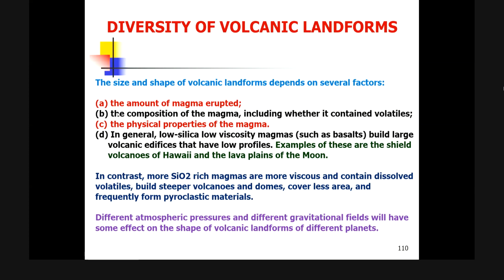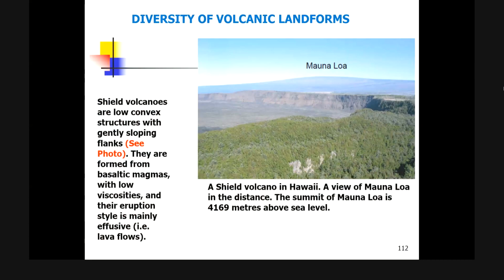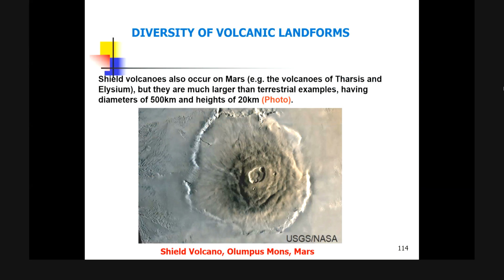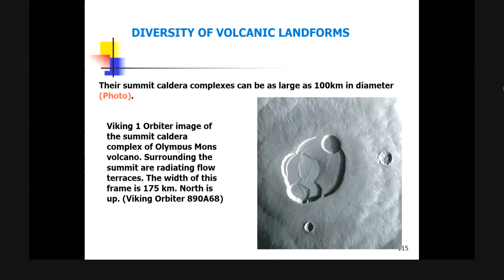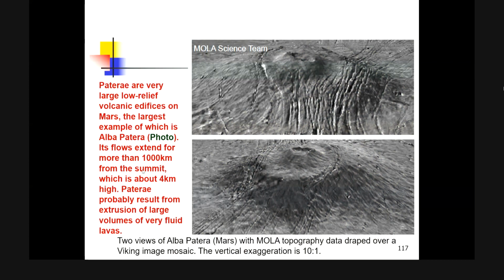And we had also discussed how the size and shape of different volcanic landforms depends on several factors: how much material is erupted, composition, physicochemical properties of the magma, viscosity, right? Several of these factors. Then we dealt with flood lavas, right? A typical example is the Deccan Plains in India. Shield volcanoes, right, in the Hawaiian Islands. Then there were some other examples of shield volcanoes, right? Then I'd also shown you this picture of the shield volcano Olympus Mons on Mars, right? Huge expanse. We had some discussion about it as well, right? And the example of Maat Mons on Venus, which is a radar image of a shield volcano on Venus that I had shown you yesterday, right? And this paterae structure on Mars, how that formed.